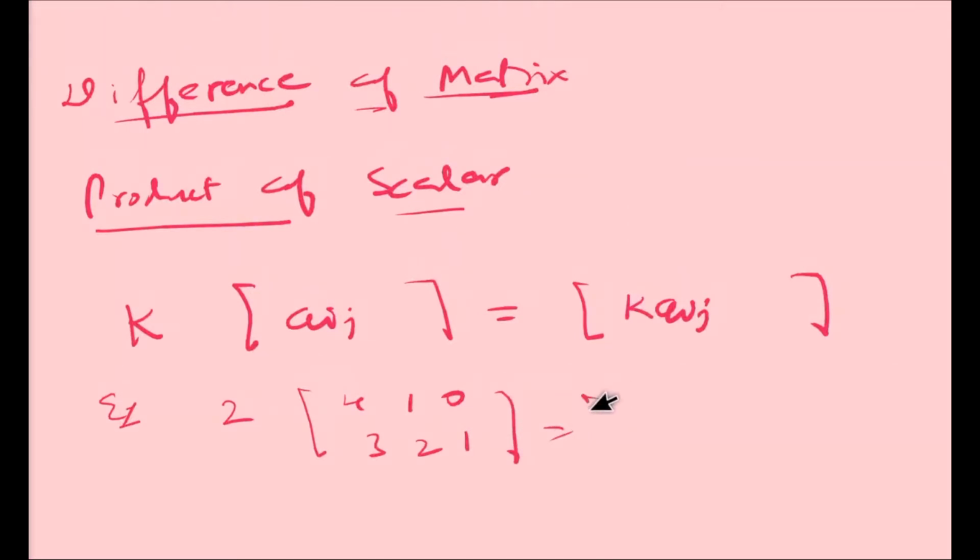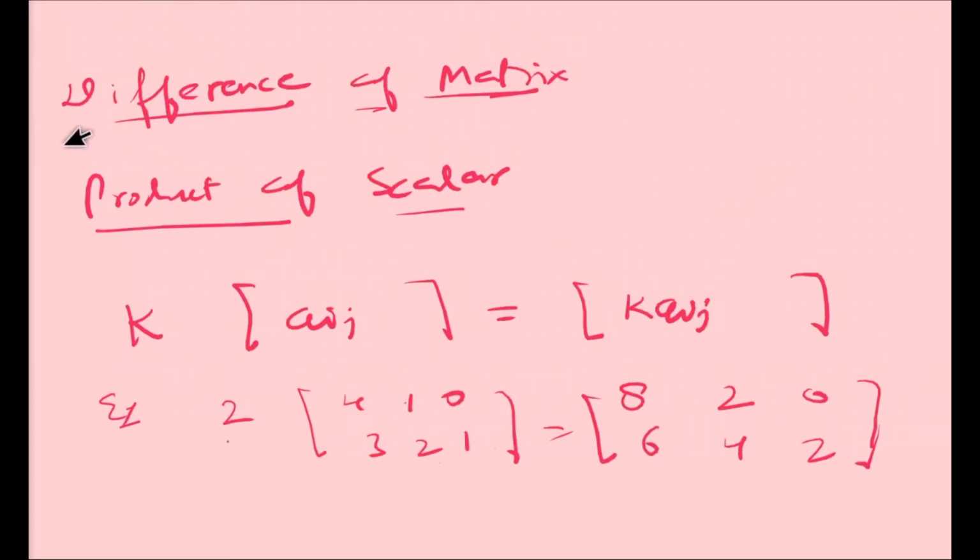What is the result here? 2 multiplied by 4, 8. 2 multiplied by 1, 2. 2 multiplied by 0, 0. 2 multiplied by 3, 6. 2 multiplied by this 2, 4. And 2 multiplied by this one, you are getting 2. So this way you have learned that the constant should be multiplied in each of the members. So this is the result.